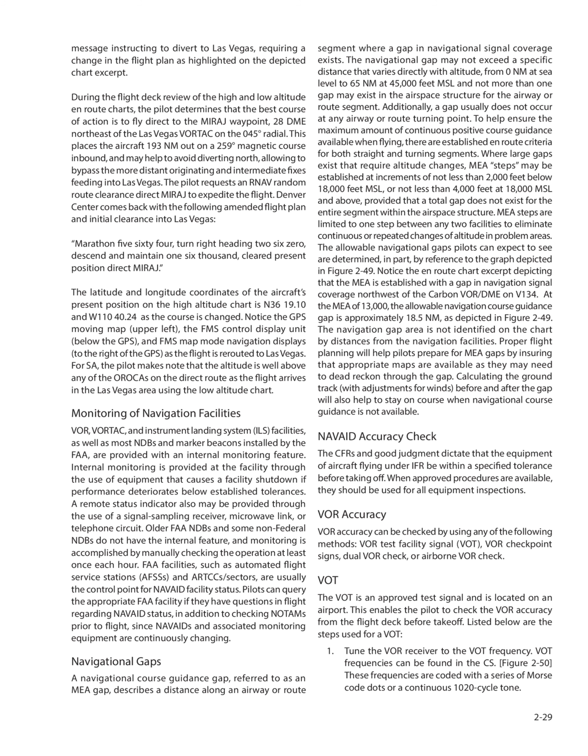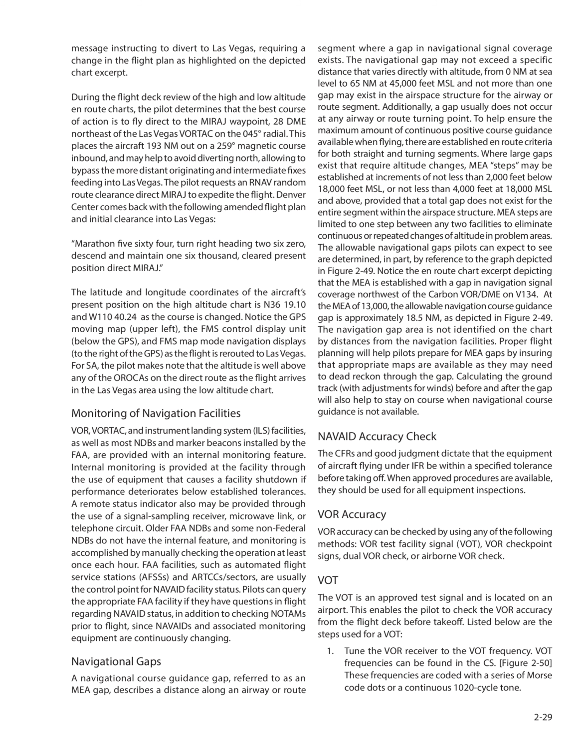To help ensure the maximum amount of continuous positive course guidance available when flying, there are established en route criteria for both straight and turning segments. Where large gaps exist that require altitude changes, MEA steps may be established at increments of not less than 2,000 feet below 18,000 feet MSL, or not less than 4,000 feet at 18,000 MSL and above, provided that a total gap does not exist for the entire segment within the airspace structure. MEA steps are limited to one step between any two facilities to eliminate continuous or repeated changes of altitude in problem areas.